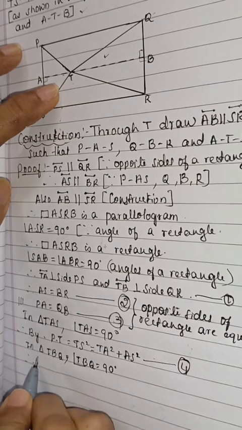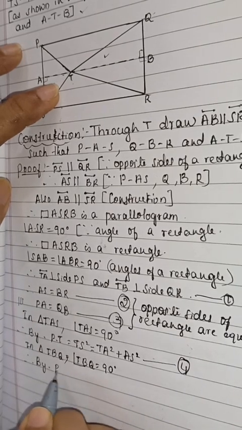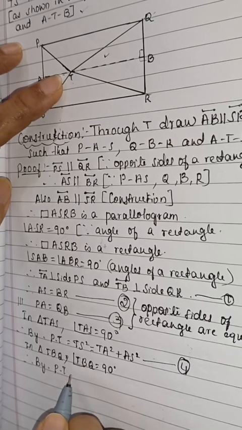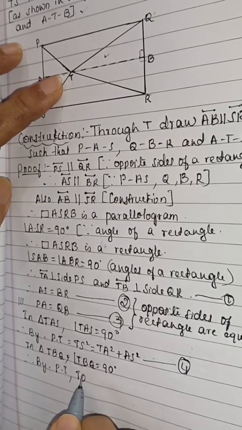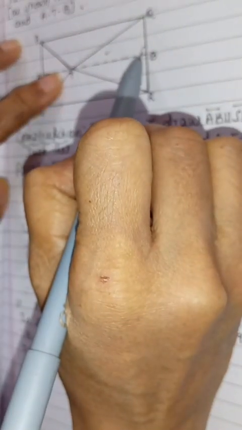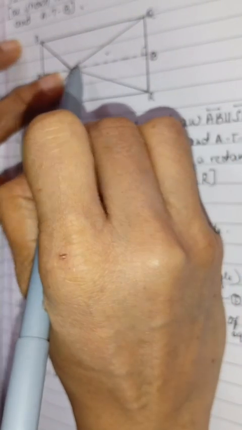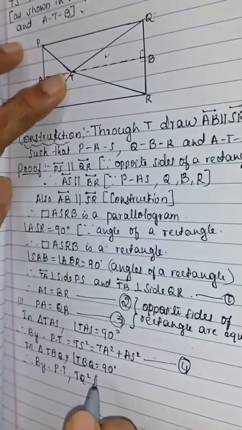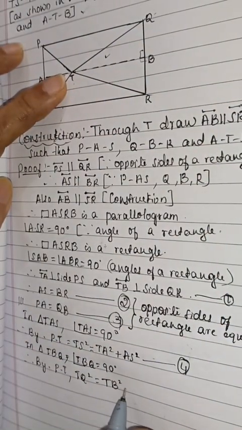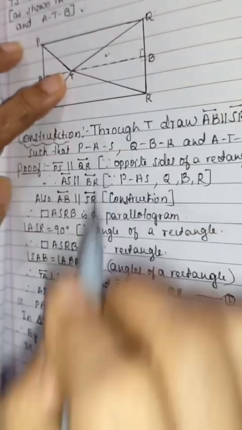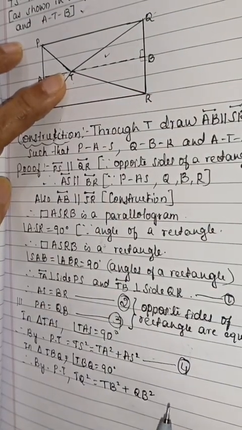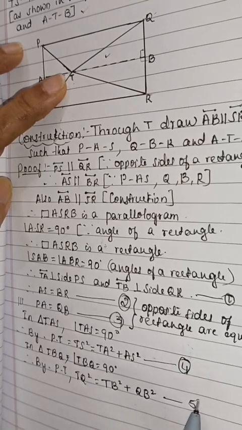Therefore, by Pythagoras theorem, TQ square, this is 90 degree. Straight opposite, this is hypotenuse. So, TQ square equal to TB square plus BQ square or QB square. This is equation number 5.